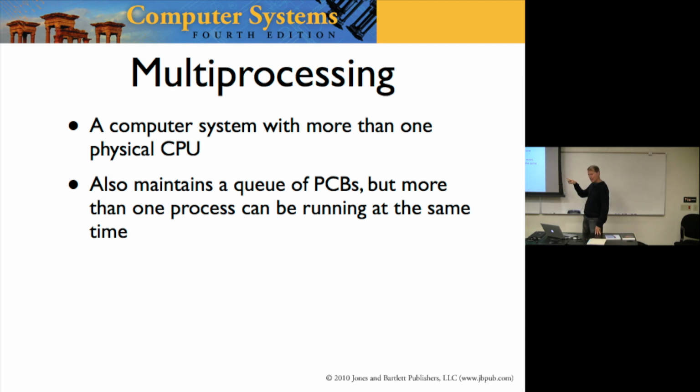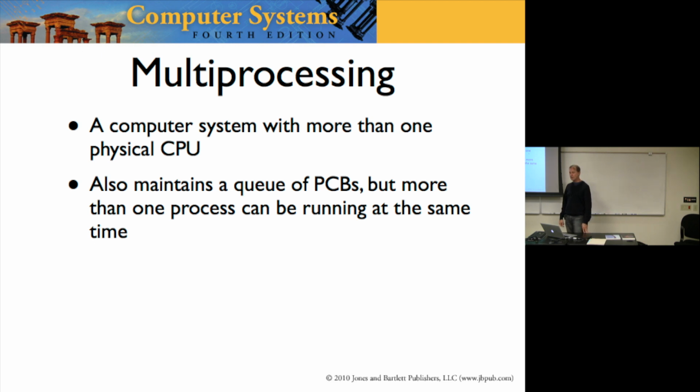Now, having made that correction, let's contrast that with multiprocessing. So what does this slide say is the definition of multiprocessing? It's a computer system with more than one what? Physical CPU. CPU is a central processing unit. With more than one physical processor. So now the operating system still maintains a queue of process control blocks, but because there's more than one processor, more than one of them can literally be running at the same time. That's the difference between multiprocessing and multiprogramming.